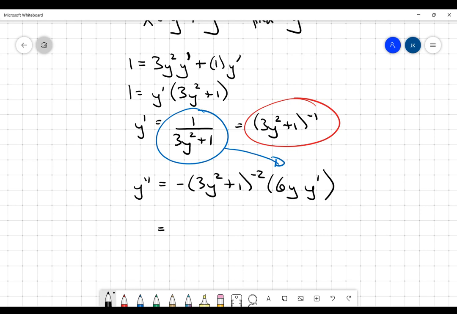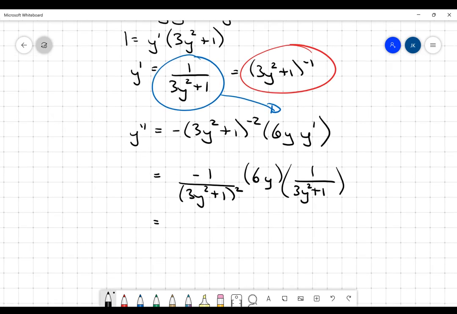So what I'm going to do here is take that first expression and write it as negative 1 over (3y squared plus 1) squared, multiplied by 6y, and then multiply that by 1 over 3y squared plus 1, because that is what y prime is equal to. And now when I put that together, my numerator is actually going to be quite simple, negative 6y over, and in my denominator, I'm going to have (3y squared plus 1) squared times (3y squared plus 1). So over (3y squared plus 1) all cubed. And that would be the second derivative that I'm looking for.